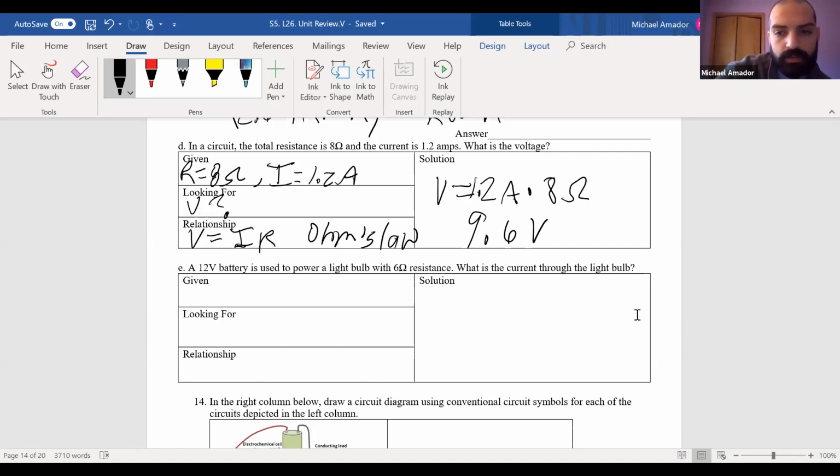So now what I want each of you to do is take the next 2 minutes, and do question E on your own, and then we're going to go over the solution together. So you're still using Ohm's law. Use Ohm's law.